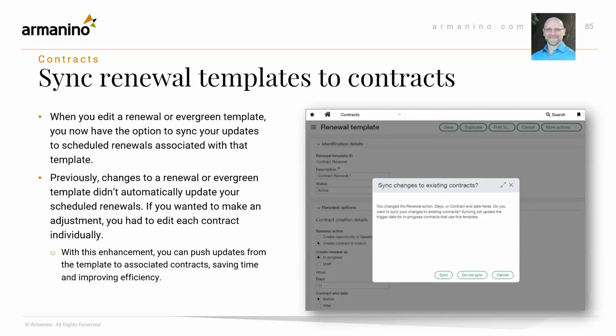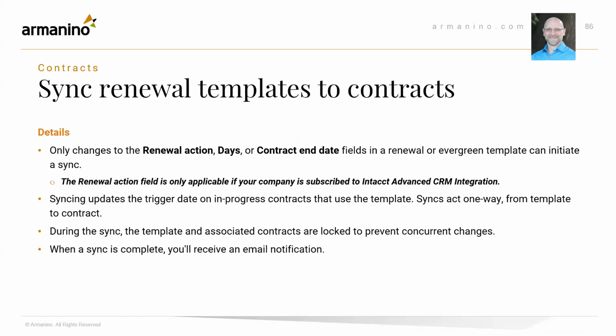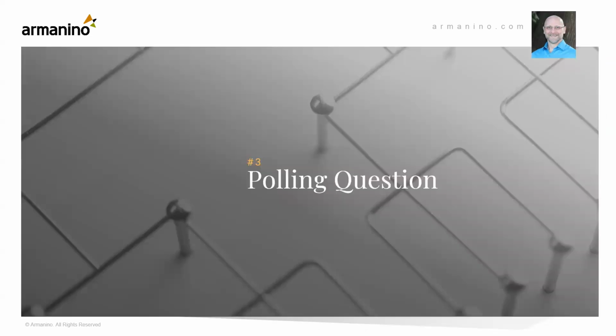Previously, changes to renewal or evergreen template didn't automatically update your scheduled renewals. If you wanted to make an adjustment, you had to edit each contract line individually. With this enhancement, you can push updates from the template to associated contracts, saving time and improving efficiency. And these are just some details related to that.